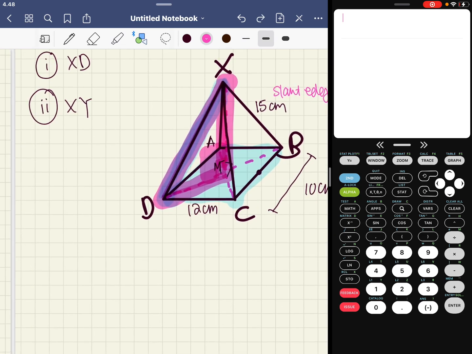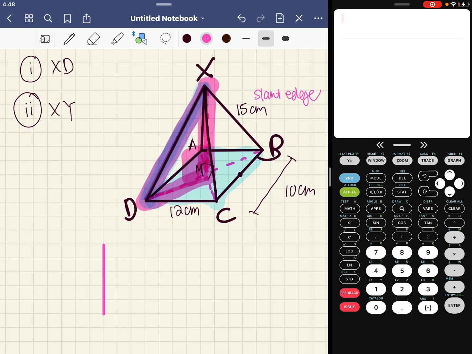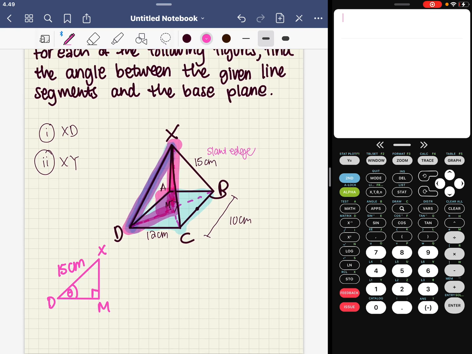And to draw a right triangle, by the way, you need to draw the height and the base. There you go. So that is X, D, and then M, and this is a right angle. And we know that the slant edge is 15 centimeters. We want to find angle XDM, that's angle theta. And we just need to find either XM or DM. The easiest one to find is actually DM, because we know all the measurements of the base.